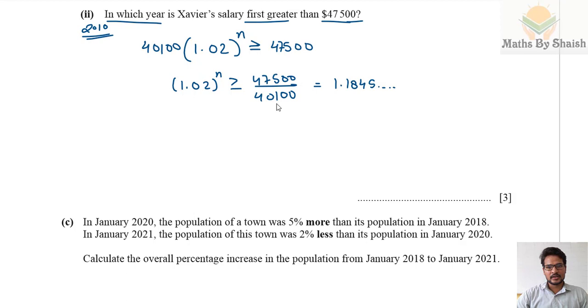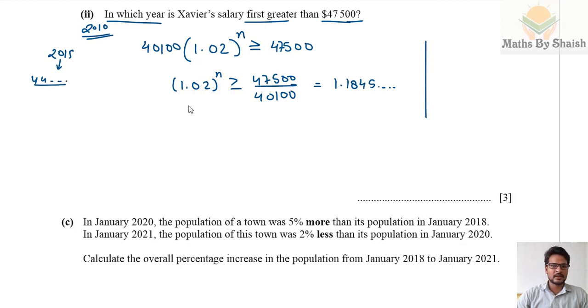So here come the two ways. Since we don't have log, we can't use it. Otherwise, if there is no log, we will use the trial and error method. So we have seen earlier also that in 5 years, in 2015, the salary was 44,000 something. So of course it is going to be more than that.